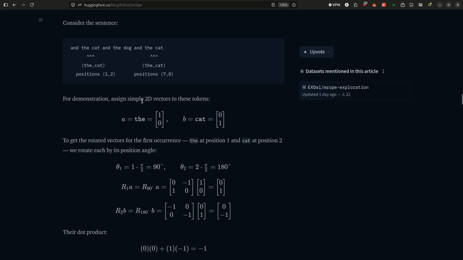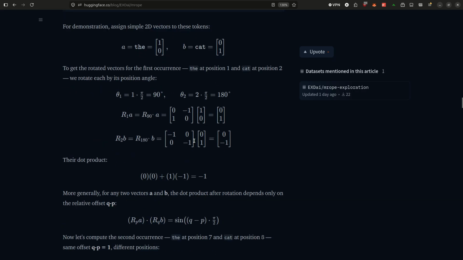The goal is to show that if we take the dot product between the rotationally embedded vectors for this pair, we'll get the same answer as the dot product between the rotationally embedded vectors for this the and this cat. That's what we're trying to show. Let's just show that this is true for 1, 0 and 0, 1, and then we'll assume it's true for everything else and not actually do a proof. So theta for 1 is 1 times pi by 2, that's 90 degrees, and theta for position 2 is 2 times pi by 2, which is 180 degrees.